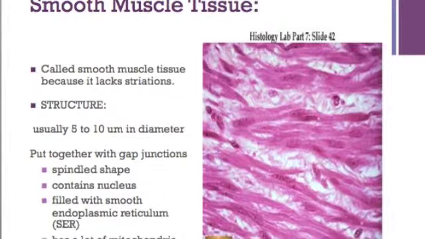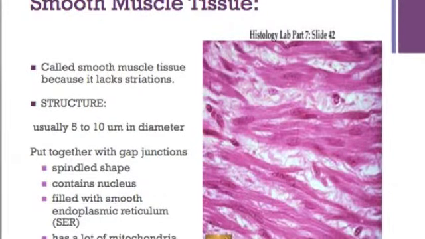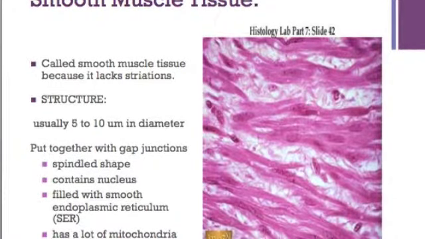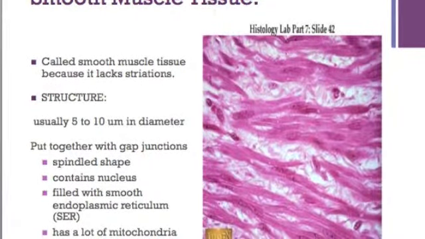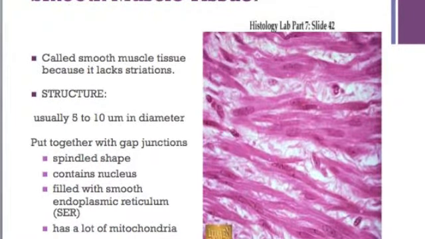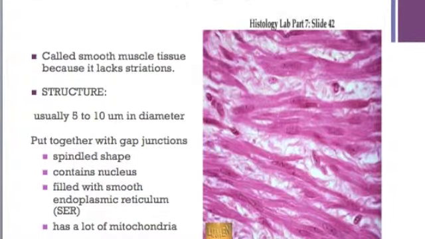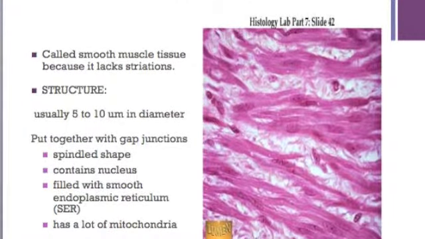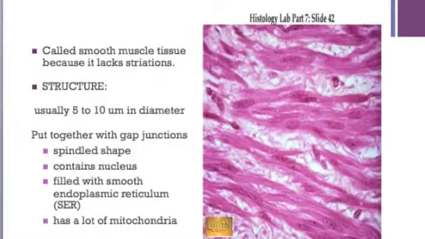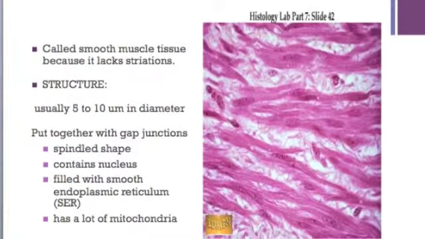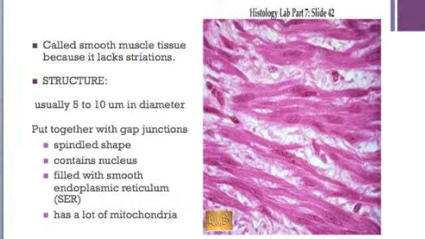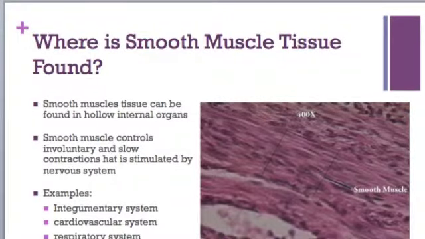The structure of smooth muscle tissue is spindle shaped. The cell contains SER because this SER provides calcium storage, and calcium is important to begin contractions of the smooth muscle tissue. It is also filled with a lot of mitochondria because it requires a lot of ATP. The job of smooth muscle tissue is to control involuntary and slow contractions. This is controlled by the spinal nerve centers with no direct involvement of the brain.